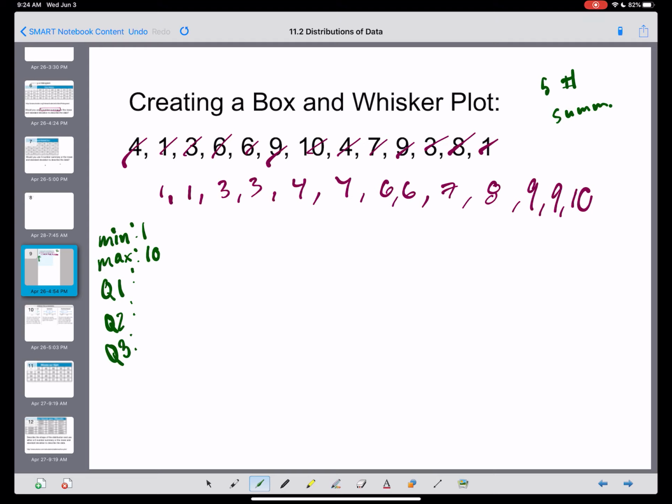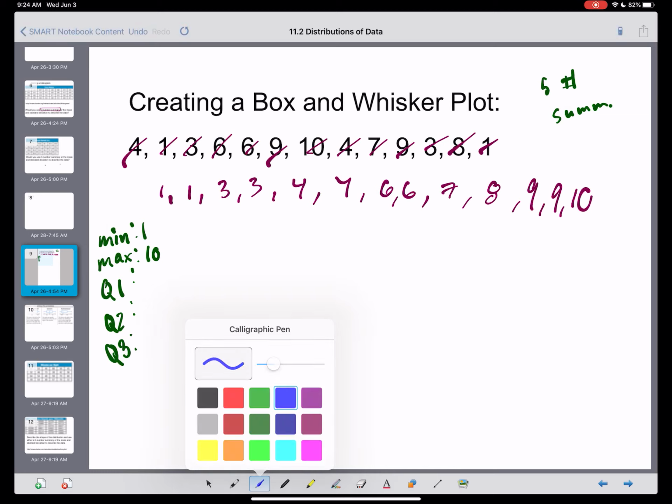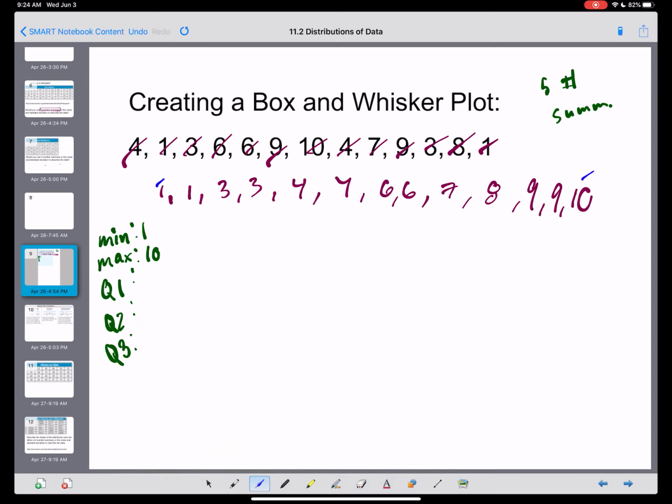So quartile 2 is where I should start, so it's just the median. 1, 9, 1, 9, 3, 8, 3, 7, 4, 6, 4, 6. So this 6 is it. So 6 is quartile 2.